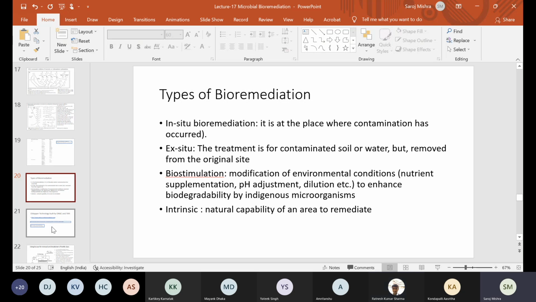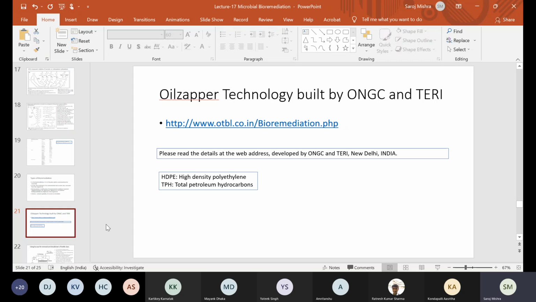Let me just give you the example which I'm going to give you here, called the oil zapper technology, which has been built together by ONGC, which is your Oil and Natural Gas Commission, and TERI, which is Tata Energy Research Institute. So I'm just going to take you to this particular address. Okay, so this is the oil zap.